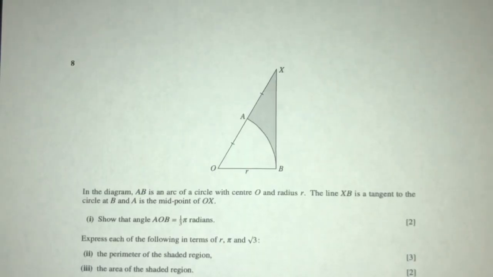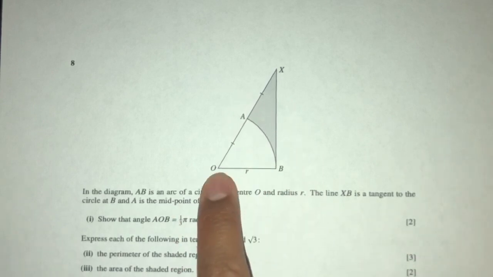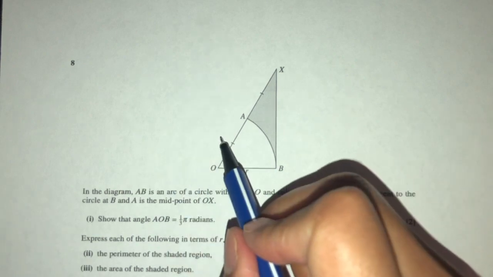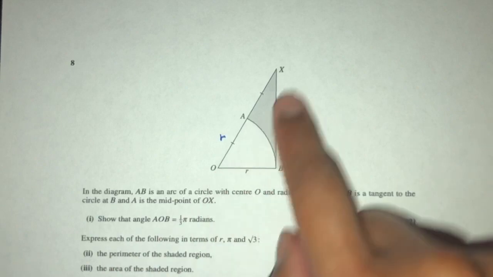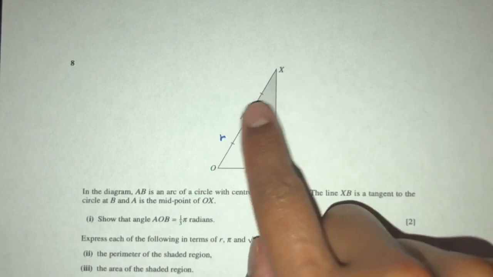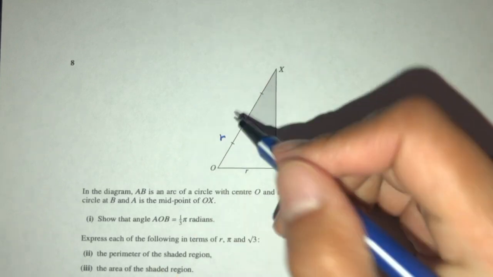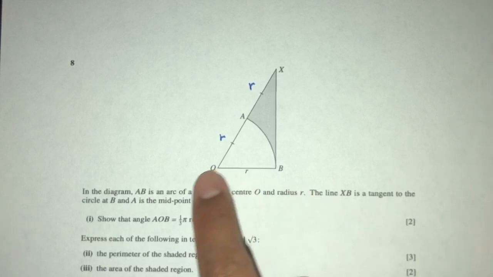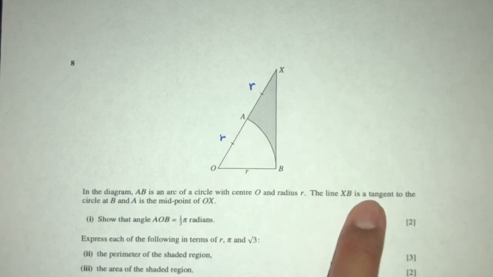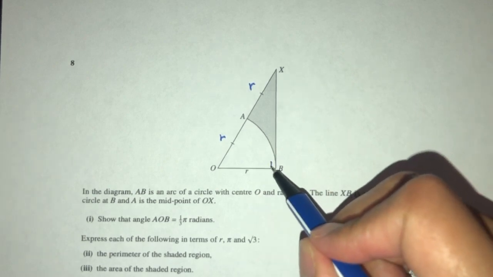So in the diagram we have AB is an arc of a circle, center O. So AB is the arc. Now we know the radius is R, which means OB is R, but also OA has to be R, right? Now we can see that we have a line OX, and we know OA and AX have to be the same, which means AX has to be R as well. Right. Now what else? So we have the line XB right here is a tangent to the circle at B, which means this has to be 90.